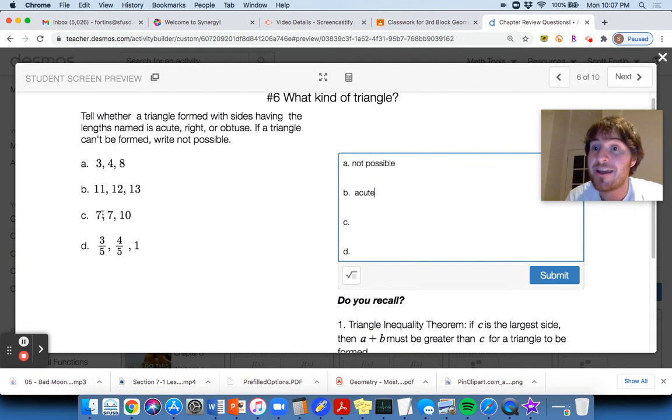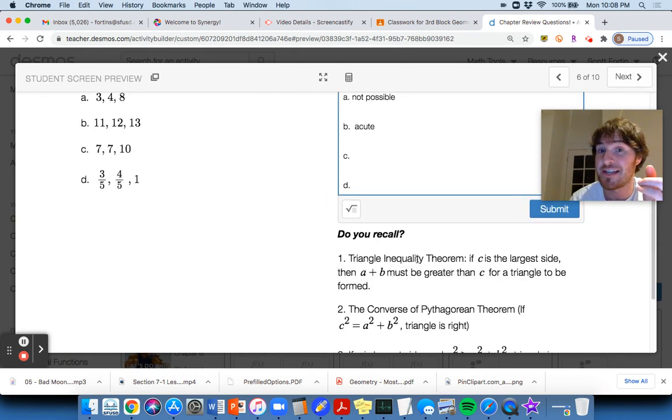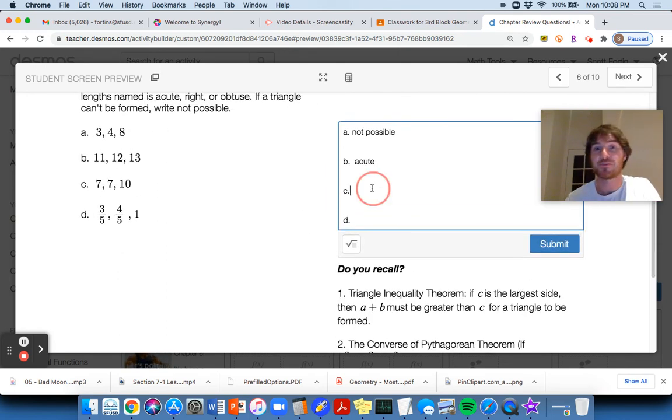Okay, try this one out. 7 squared, what's that? 49. 7 squared, also 49. So a triangle can definitely get formed, right? Because 14, the two smaller sides added together, is larger than the third side. Here we have 49 and 49 added together, which is 98. 10 squared is 100. So the square of the largest side is larger than the sum of the squares of the two smaller sides. So this one's obtuse.